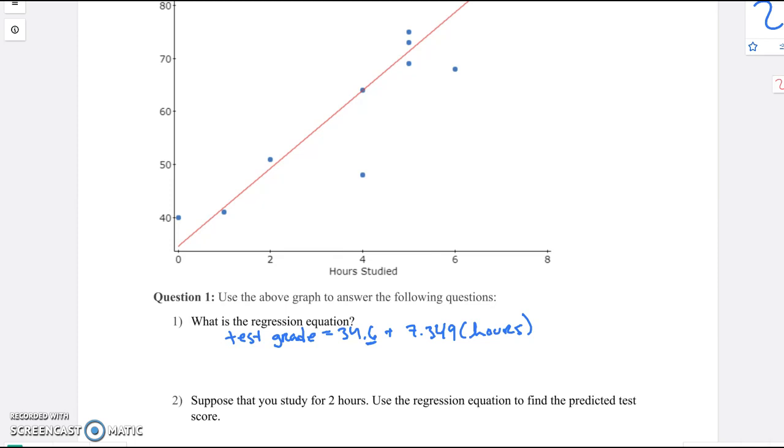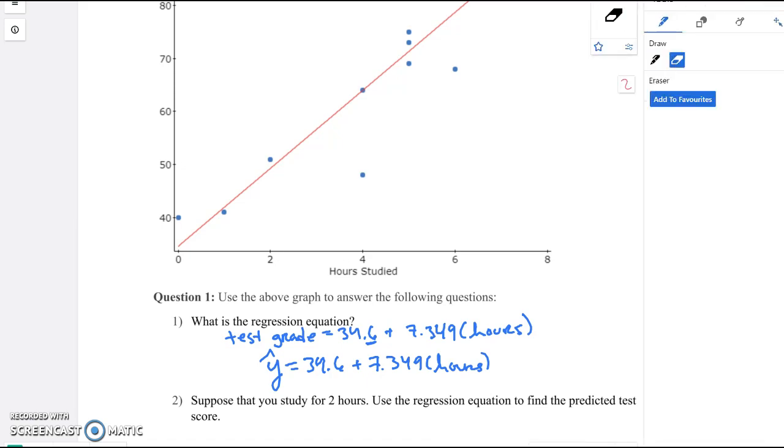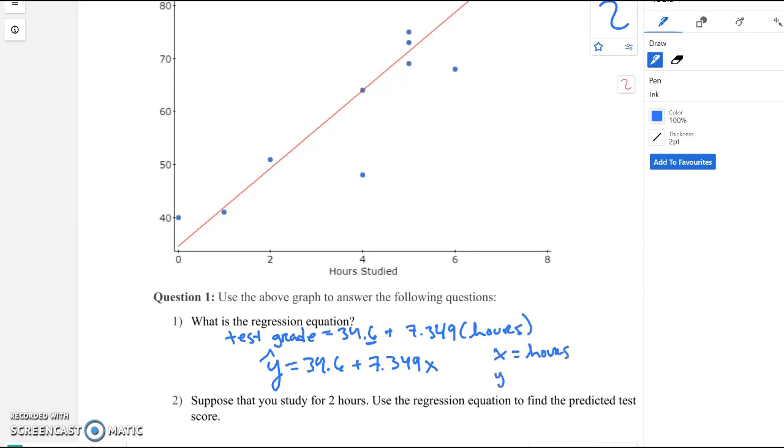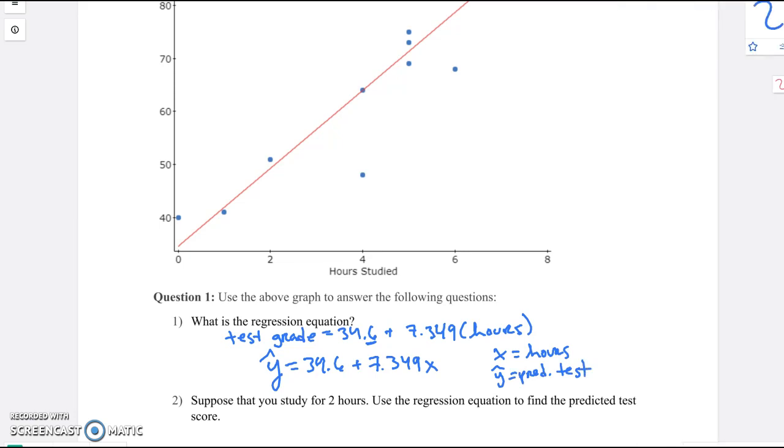Another way you can write it is y hat equals 34.6 plus 7.349 times hours. Or you can substitute the hours for x if you want, times x. I don't really care. Just make sure that you know that x stands for hours and your y hat is for your predicted test grade. So just keep track of that. And that's it for the first question.